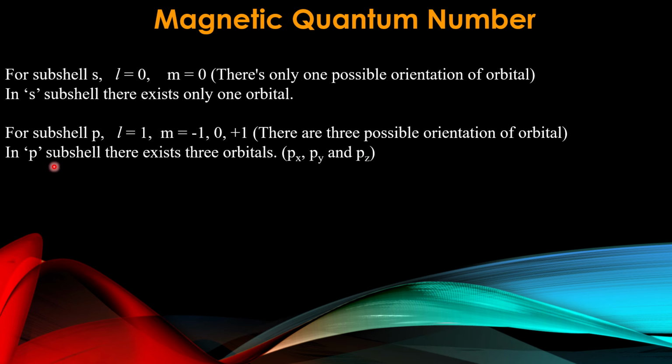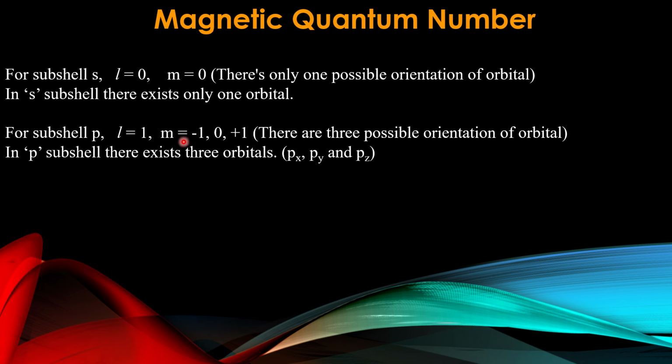So, dear students, you know that P subshell can contain 6 electrons, and already I have told that in every orbital there exist maximum 2 electrons. So, in P subshell there are 3 orbitals, Px, Py and Pz. These 3 orbitals can hold 2 electrons each, and there are total 6 electrons in P subshell.